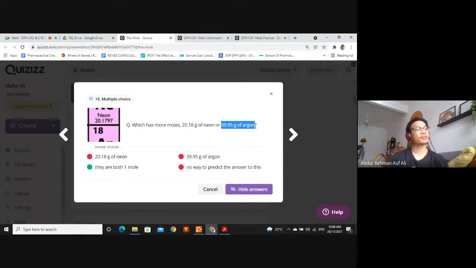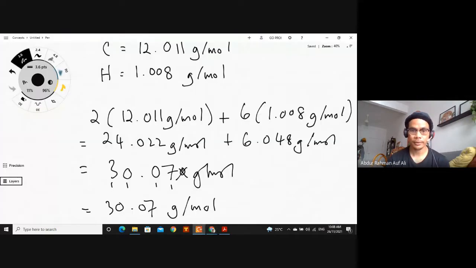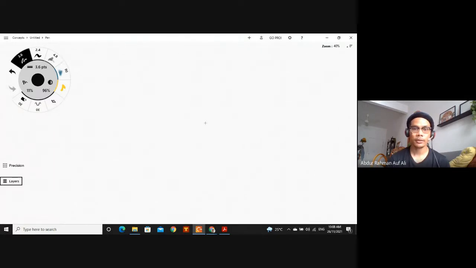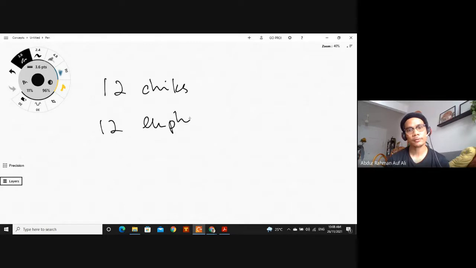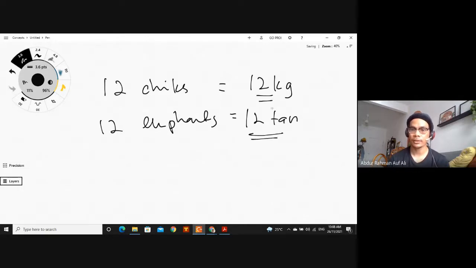Dia imagine kalau macam saya tanya gajah dan ayam tadi. Okay, 12 chickens and 12 elephants. Berat berbeza kan? Katakanlah chicken berat dia 12 kilo. 12 elephant katakanlah beratnya 12 tan. Beratnya berbeza. Okay, 12 tan, gajah is heavier than chicken. Tapi how many of them? Berapakah bilangan dia? Jawapannya adalah sama. 12 ekor gajah sama bilangan kan dengan 12 ekor ayam.